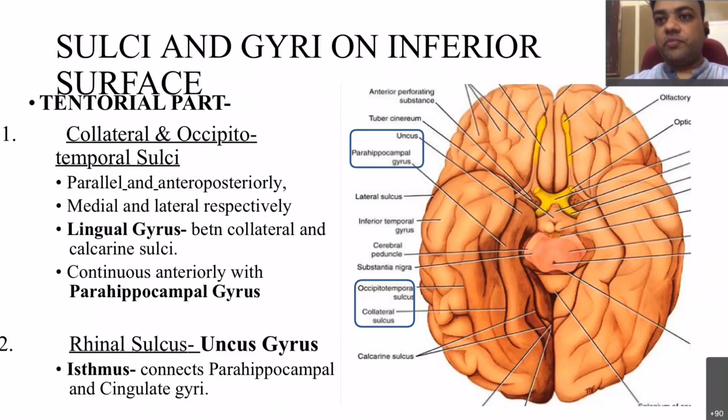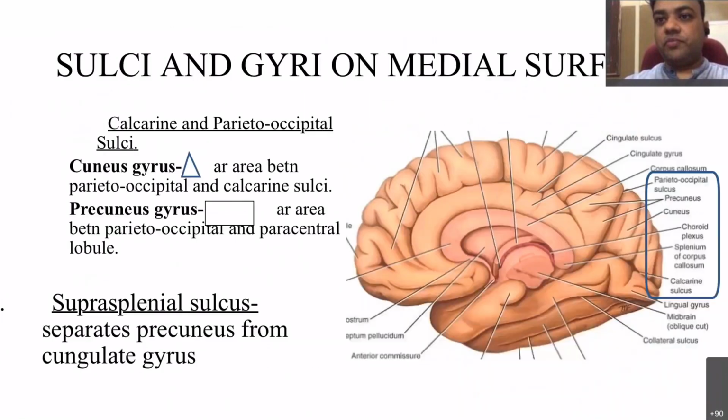So that connection between these two structures is known as, if I can show you here, the cingulate gyrus and parahippocampal gyrus.